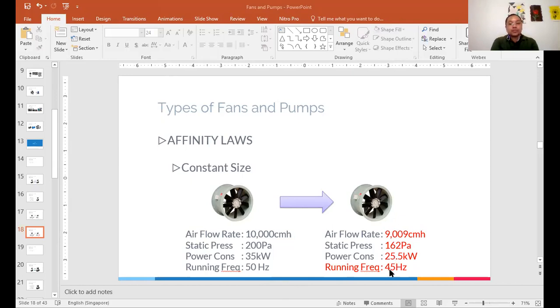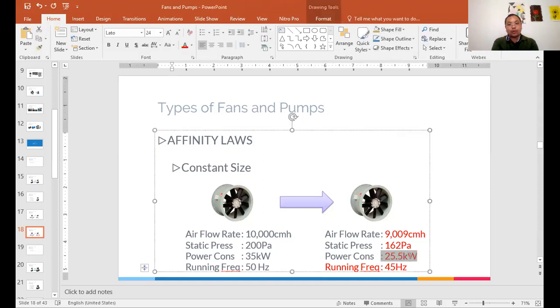Makikita nyo, no? Just a little bit, no? 45 over 50 is, ano ba yung 45 over 50? 90%, you lower down 90% of your running frequency. However, you will be able to save about 30% of your power consumption without sacrificing much of your airflow and your static pressure. So that's how the affinity law works.